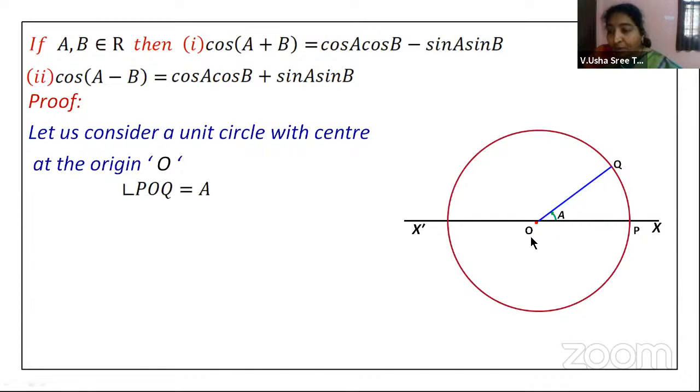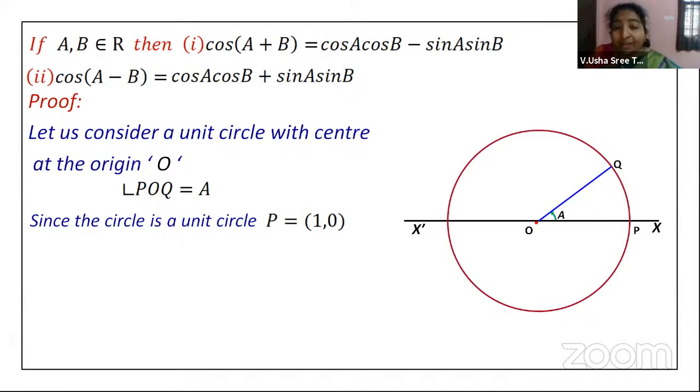Angle POQ, as we have taken it as A, right? Then since the circle is a unit circle, you will have the coordinates. From O to P, the length is 1. Since it is on the x-axis, the point will take the y coordinate as 0. So P is (1, 0), right? Then OP and OQ, as I was mentioning, are equal to 1.